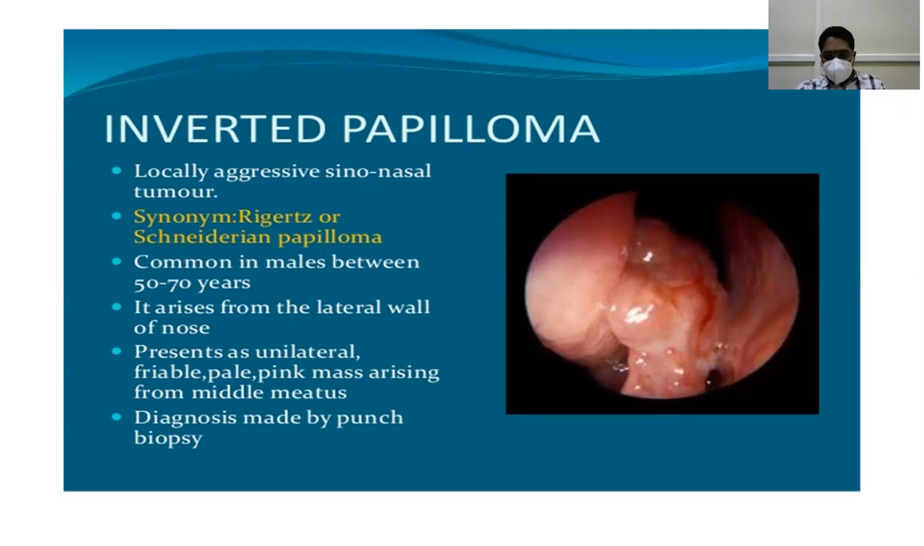It arises mainly from the lateral wall of the nose. It presents as a unilateral, friable, pale pink mass arising from the middle meatus. You may mistake it for a polyp also. The diagnosis is made by punch biopsy.